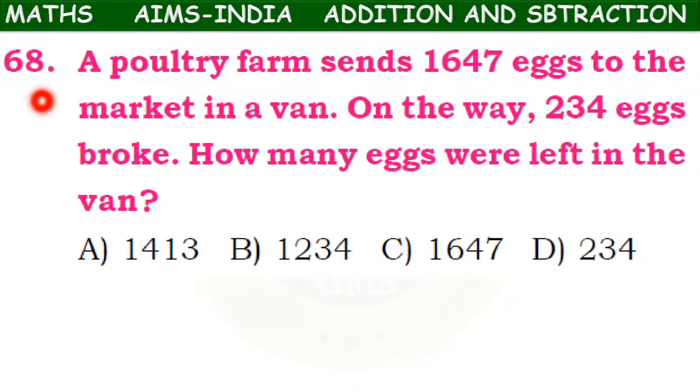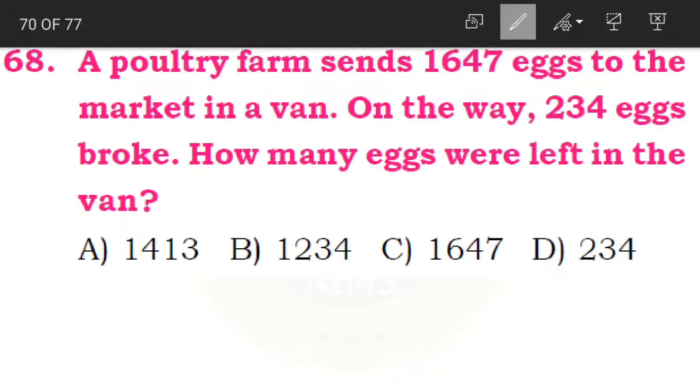Moving on to question number 68. A poultry farm sends 1,647 eggs to the market in a van. On the way 234 eggs broke. How many eggs were left in the van? Now what does a poultry farm mean? Poultry farm means a place where hens are grown. Okay, children?